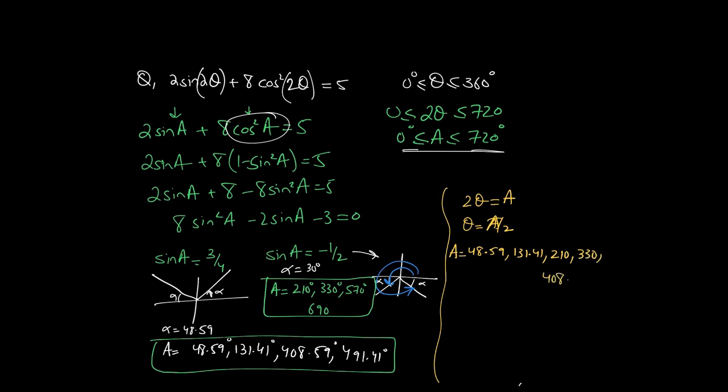Then 408.59, 491.41, 570 and 690 degrees. Now for theta you need to halve them. 48.59 divided by 2 is 24.3, correct to one decimal place. 131.41 divided by 2 is 65.7. 210 divided by 2 is 105 degrees. 330 divided by 2 is 165 degrees. And similarly for the rest of the angles, I'll just quickly divide them.